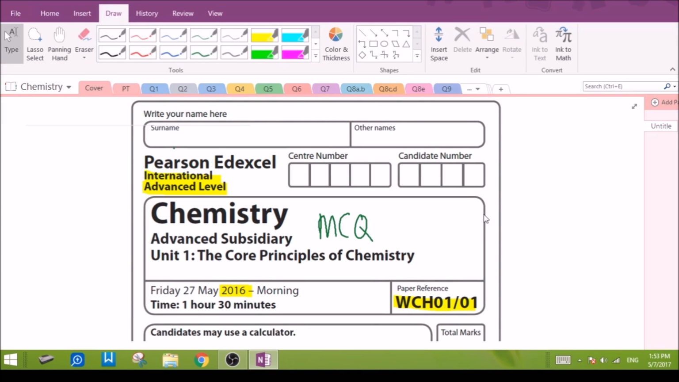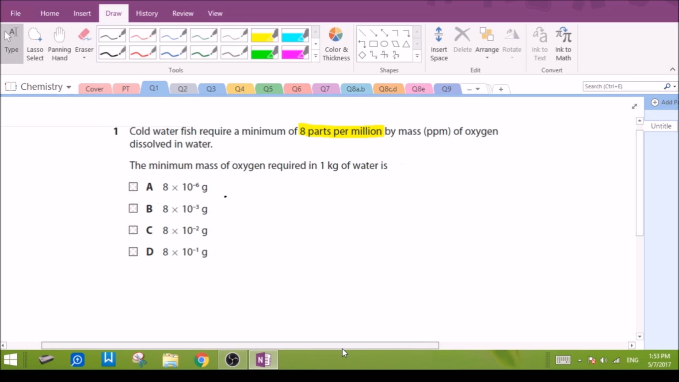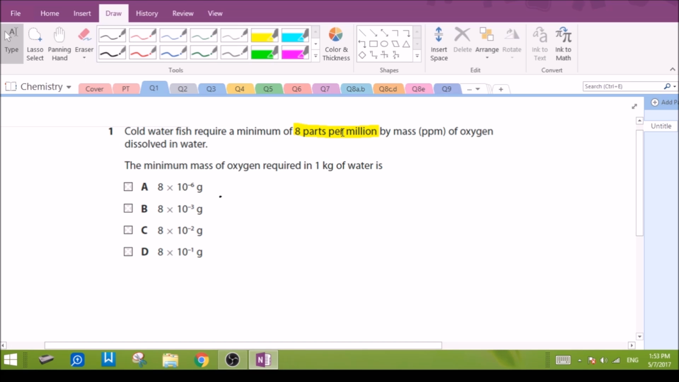In this video, we'll be looking at the multiple choice questions from the Edexcel Chemistry Unit 1, International Advanced Level for the year 2016. Question 1. We have 8 parts per million of oxygen dissolved in water, and we are expected to express it in terms of the amount of oxygen dissolved in 1 kilogram of water.